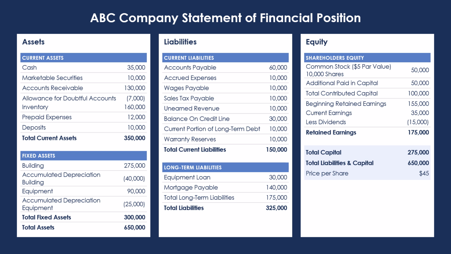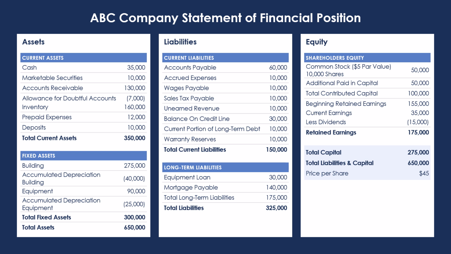Current liabilities are liabilities that are due in the current year or accounting cycle. Here the list is long. Accounts payable, accrued expenses, wages payable, sales tax payable, unearned revenue, balance on credit line, current portion of long-term debt, and warranty reserves for a total of $150,000. Long-term liabilities include an equipment loan and mortgage payable for $175,000. Total liabilities, $325,000.